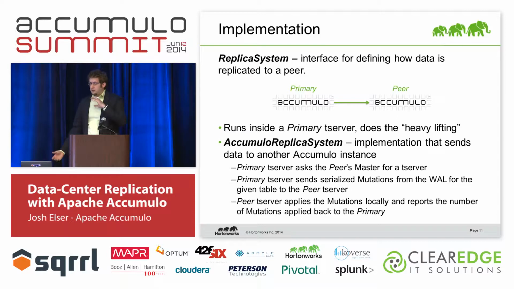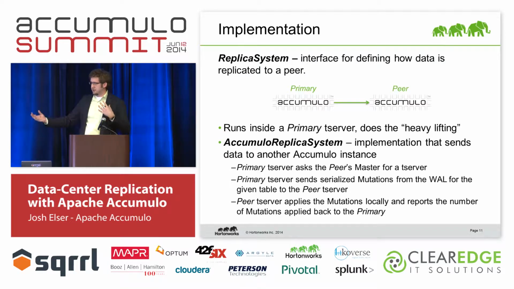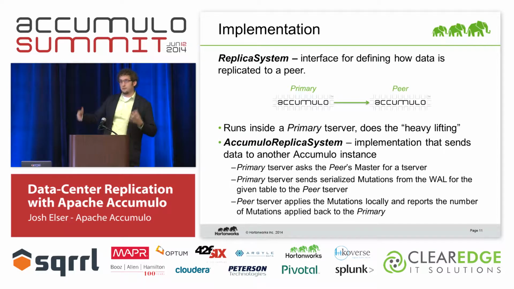Like I was saying, replication as it's designed isn't so much a system of replicating data from Accumulo to another Accumulo instance, but it's mainly meant as a bookkeeping system, which has an implementation to replicate to another Accumulo cluster. So we have a nice interface here, a replica system that we can define, saying how do I replicate data from Accumulo to another Accumulo instance? In this case, we have our Accumulo replica system.